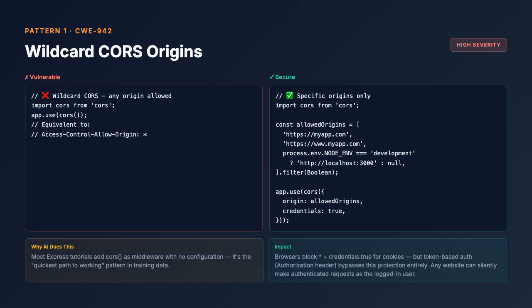Why does AI do this? Most Express tutorials add CORS as middleware with no configuration. It's the quickest path to working, and that makes it the dominant pattern in training data.